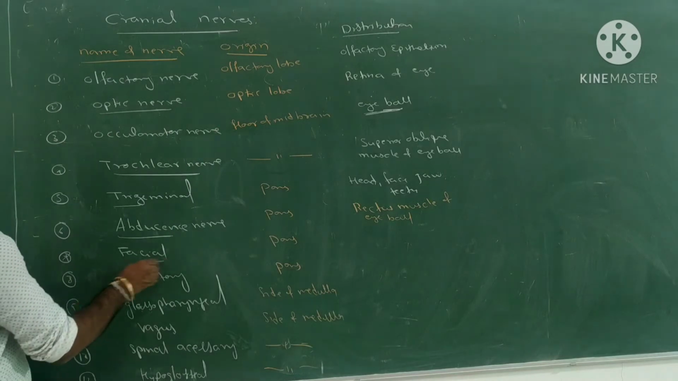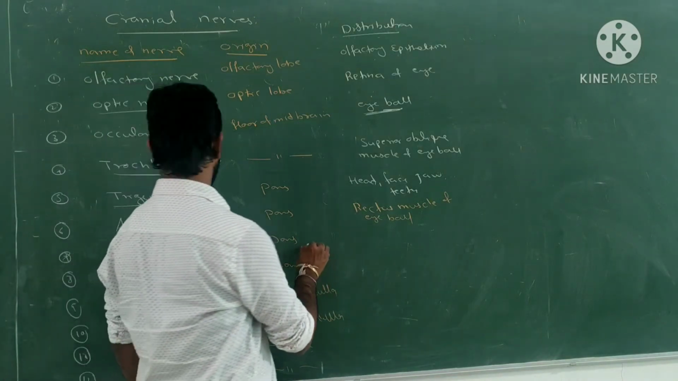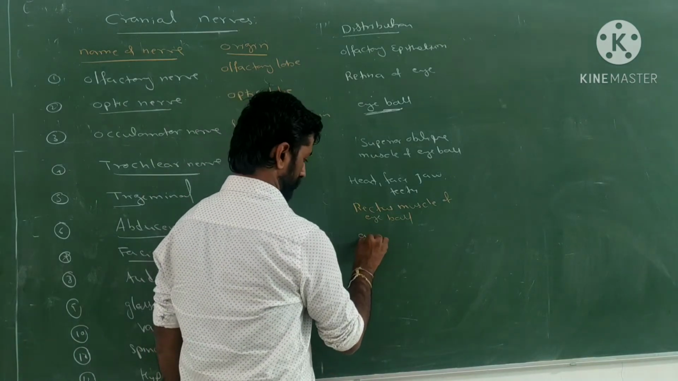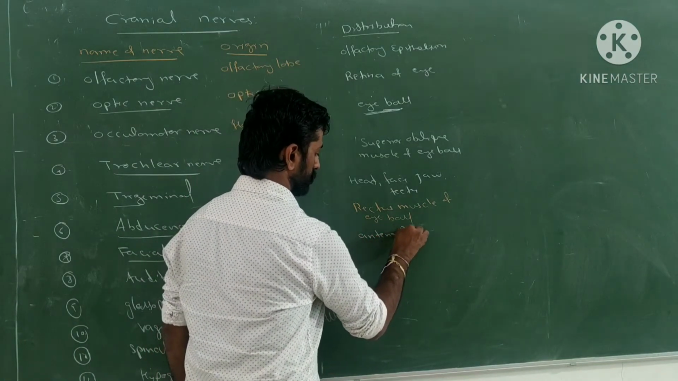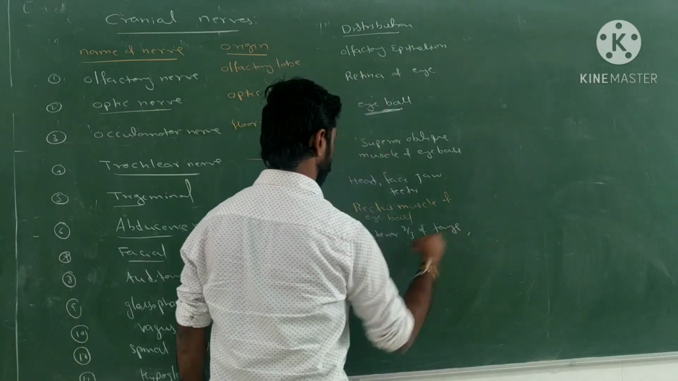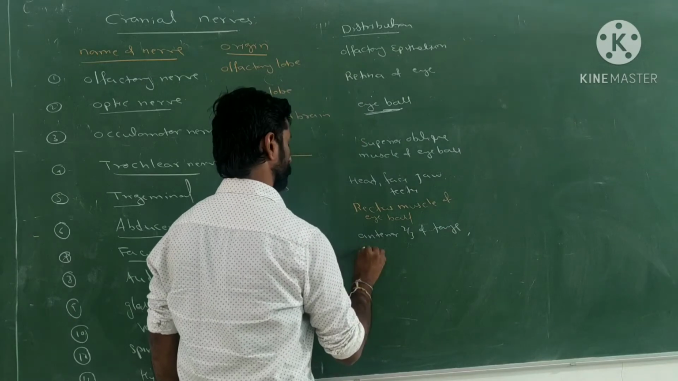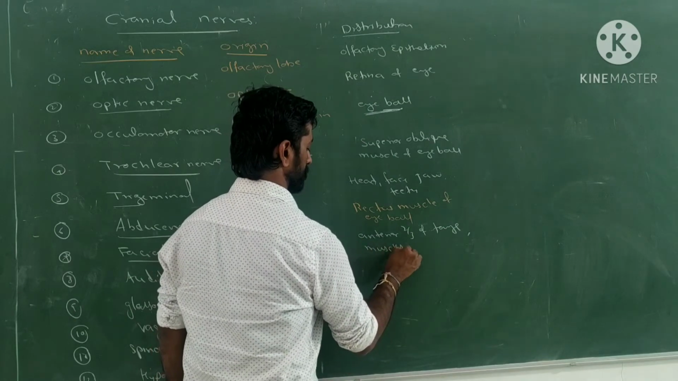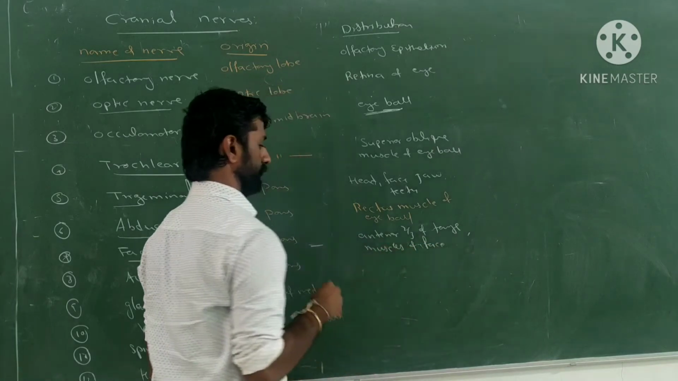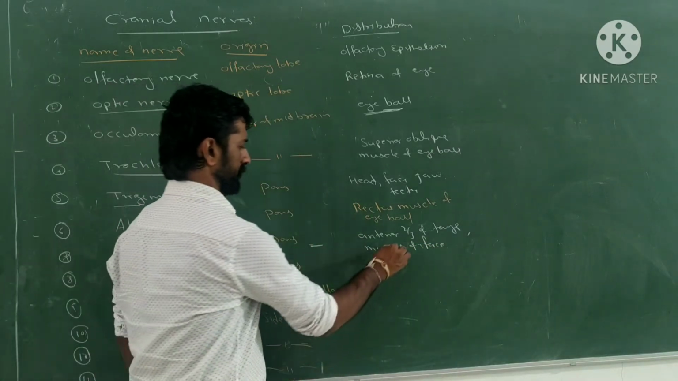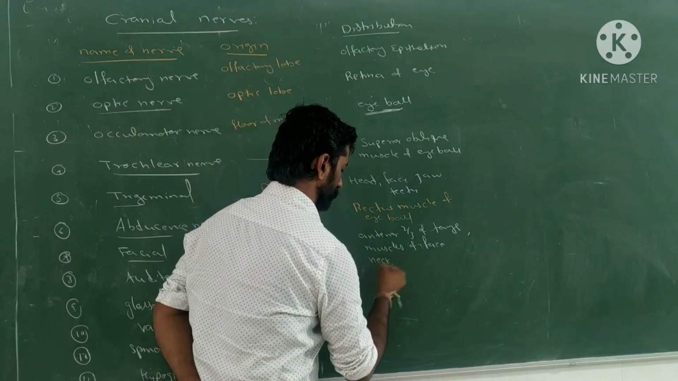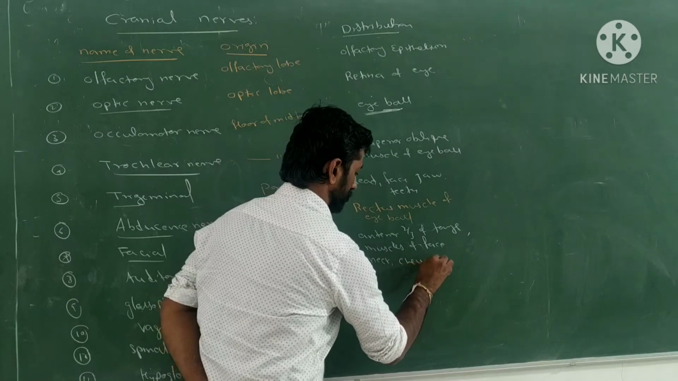Next, the facial. What is the distribution of the facial nerve? Anterior 2/3 of the tongue. Along with that, the muscles of the face. Along with that, the neck, and then it helps in chewing.